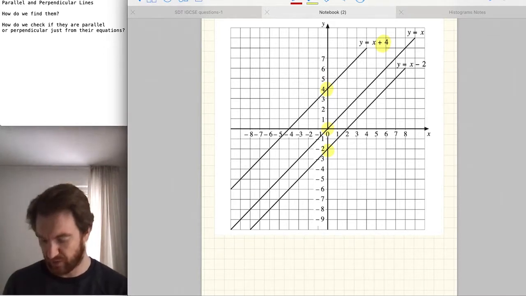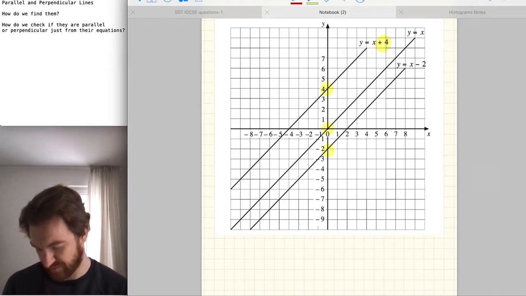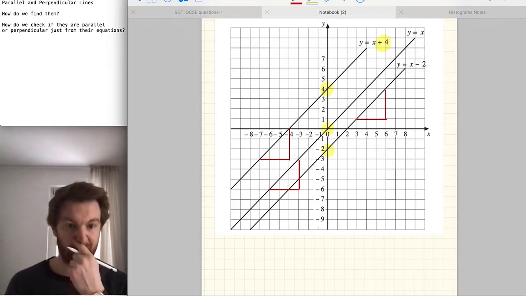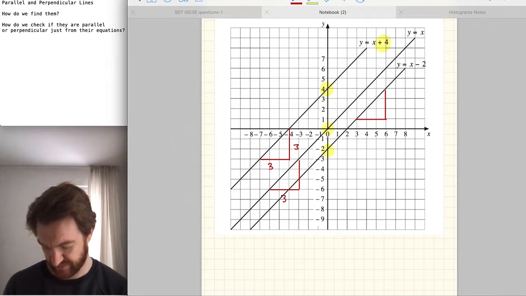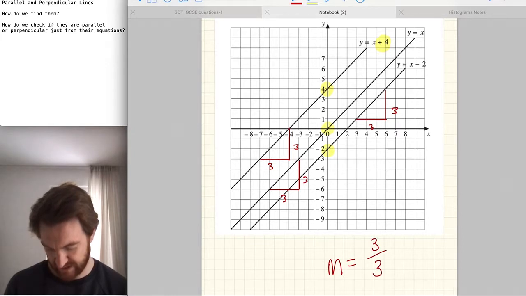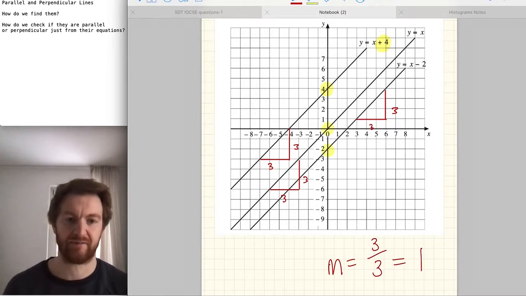But one thing all of these lines have in common: if we draw a little right angle triangle, let's do it with a red pen, going across and up like we've done before, and do that same thing on 3 different lines, we can see that it goes 3 across and 3 up, 3 across and 3 up, 3 across and 3 up. So for all of these lines, rise over step, the gradient, is 1.